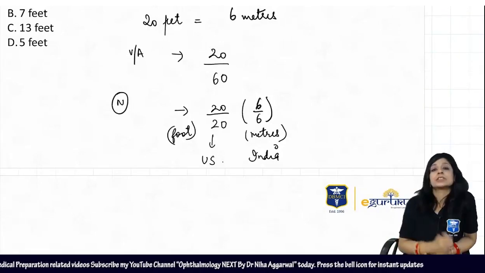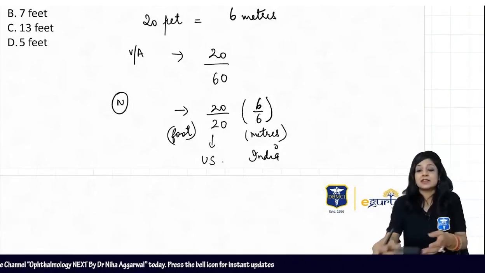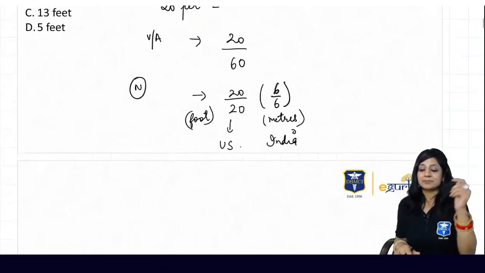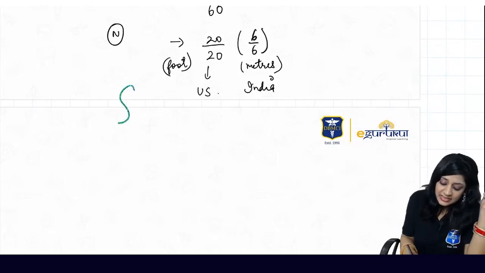This is in meters. What is the name of the chart, guys? Anybody who will be taking your viva will ask you the name first. What is the name of this chart? It is the Snellen's chart.